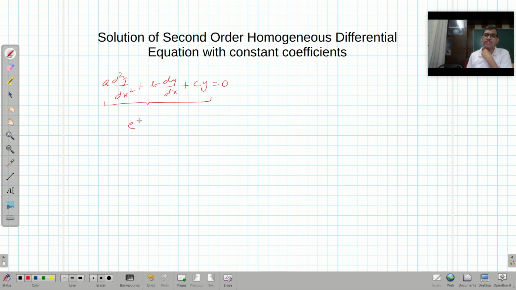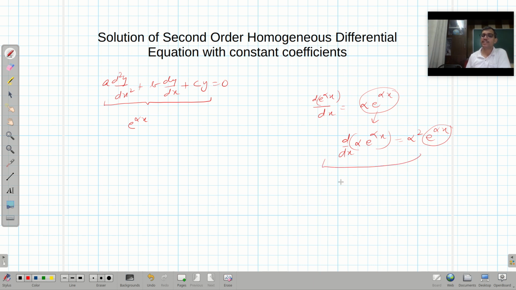Let us recall the function e raised to power alpha x. It's an exponential function, and it's a very interesting function. If I take the derivative of e raised to power alpha x with respect to x, I get alpha e raised to power alpha x, and if I again take its derivative, it comes out to be alpha square e raised to power alpha x, and so on. The actual form of the function remains intact.